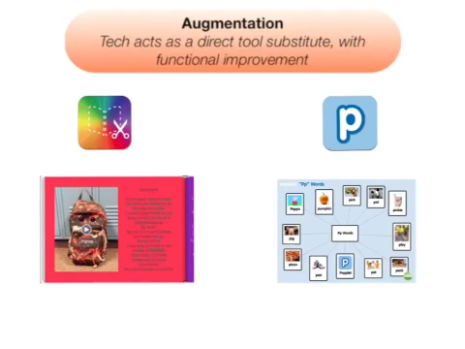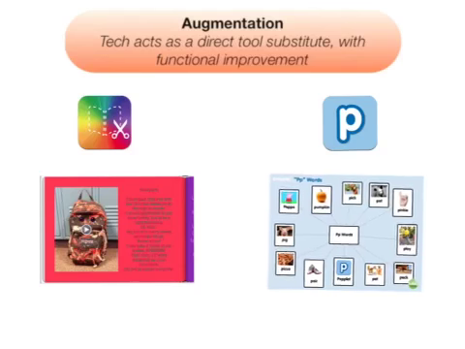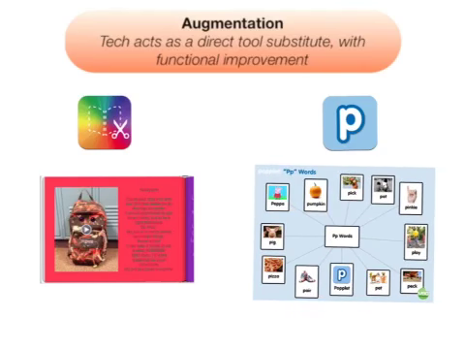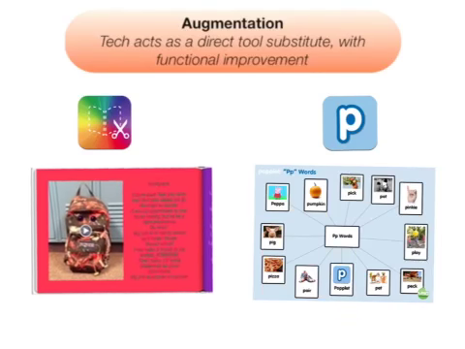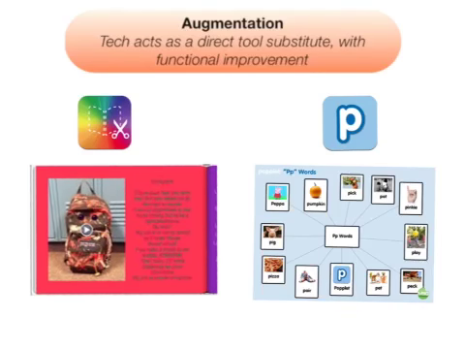In the augmentation part of the SAMR model, the student is able to have functional improvement over a substitution activity. So in the Popplet application, students can easily and quickly add images to their mind map, making there a functional improvement over a traditional mind mapping activity. So too with the Book Creator app, where students are easily able to write in the text, but then record their voice, add images, and create an ebook.